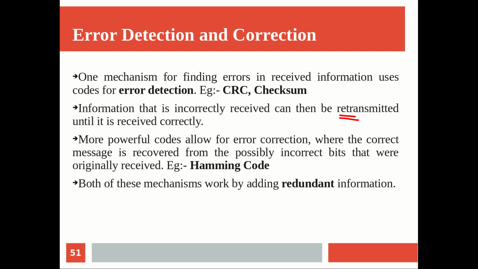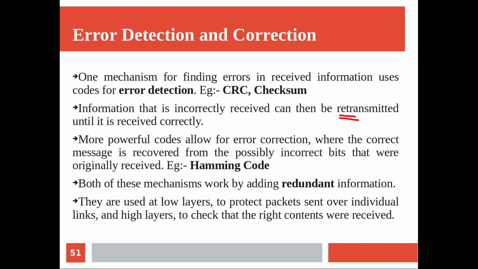So in that way the detection is possible, but some redundant information is being attached, and the same thing is happening for error correction codes also. So in both cases something extra is added just for the correction or the detection purpose. They are used at lower layers to protect packets sent over individual links, and at higher layers to check that the right content was received.